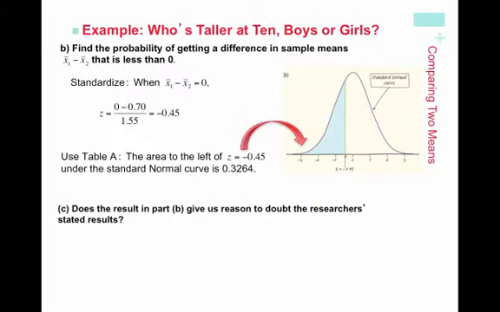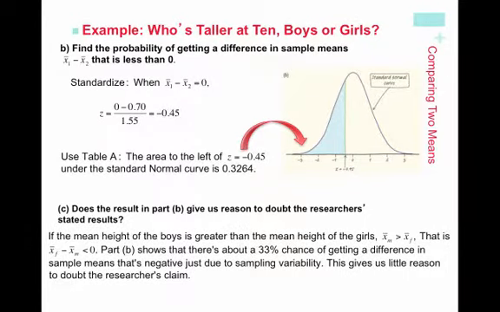And we can use table A, or we can use our graphing calculator and find that the area is 0.3264. So does this give reason to doubt the researchers' stated results? If the mean height of males is greater than that of females, that is, if xf minus xm is less than 0, part B is showing that there's a 33% chance of getting this difference that's negative just due to sampling variability. It's not that unlikely to happen. So this gives us little reason to doubt the researchers' claim.